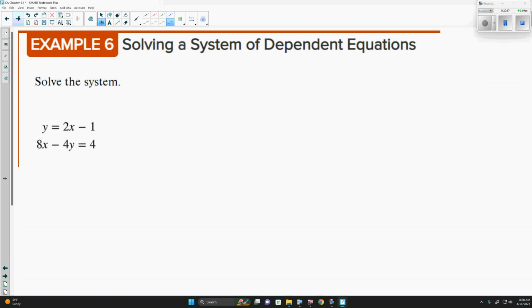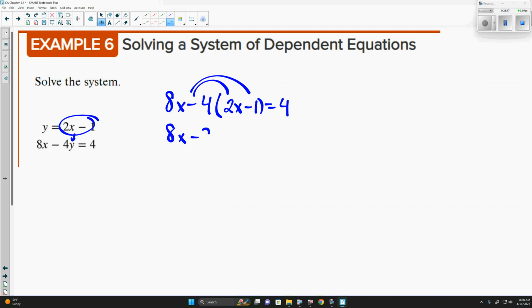Now let's look at this one here. This one here, I would definitely do by substitution because one of the equations has a variable already by itself, yes? So we can go on and just plug it in. We can say 8x minus 4 times, or plug this in for y, (2x minus 1) is equal to 4. We can distribute the negative 4. Negative 4 times 2x is negative 8x. Negative 4 times negative 1 is plus 4.